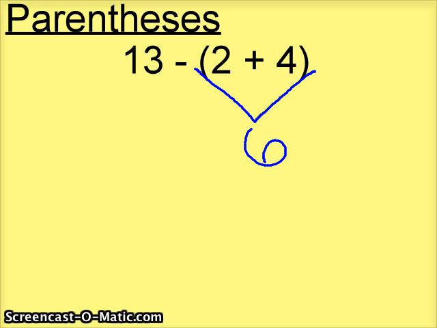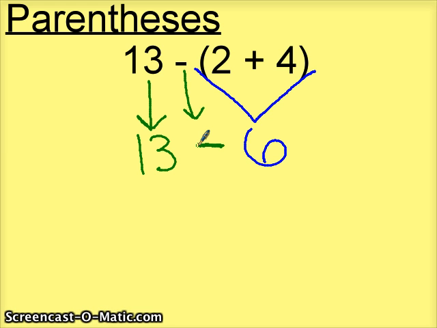Now, what's very important to me is that you rewrite everything else around that. So what I would make you do is rewrite 13, okay, and rewrite the subtraction sign. This doesn't seem completely necessary now because we only have two operations, but when we get to 4, 5, or 6 operations, it's very important to keep very neat work, okay?